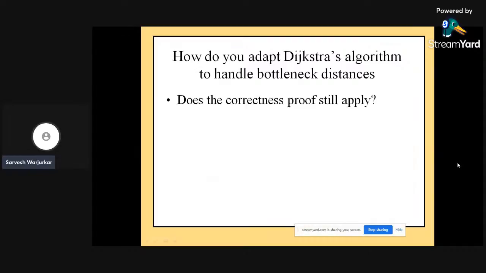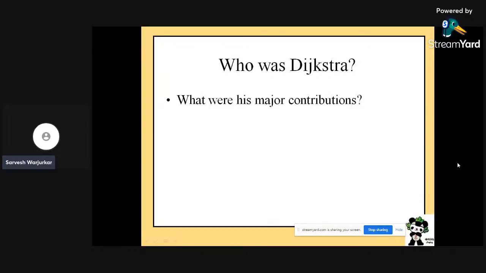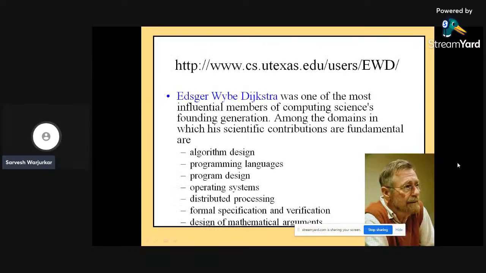The question arises: how to handle the bottleneck distances? How to adapt the Dijkstra algorithm to handle the bottleneck distances? Does the correctness proof still apply? Yes, the correctness proof can still apply. Which are the major contributors? The major contributors are like this.